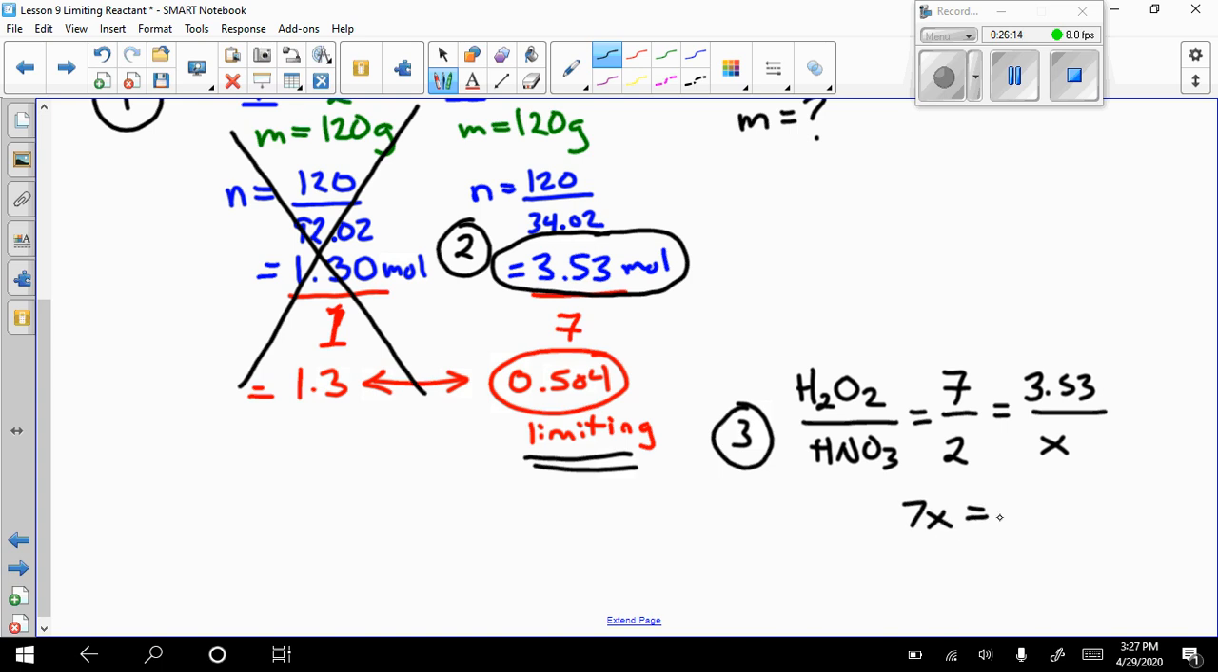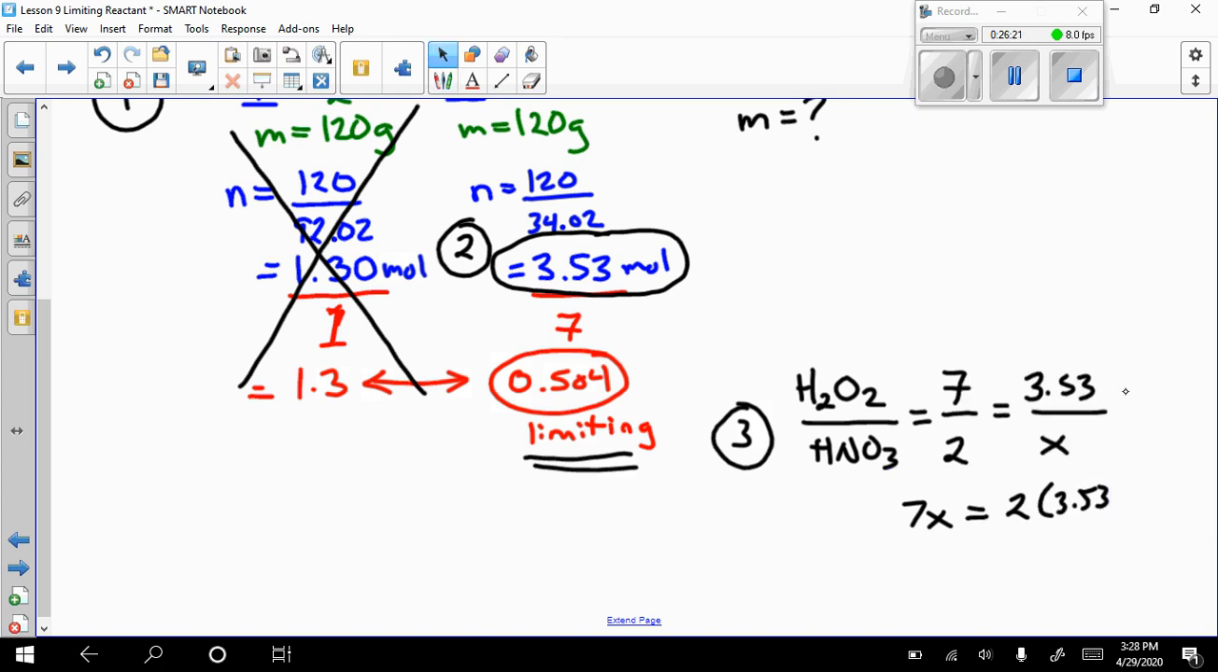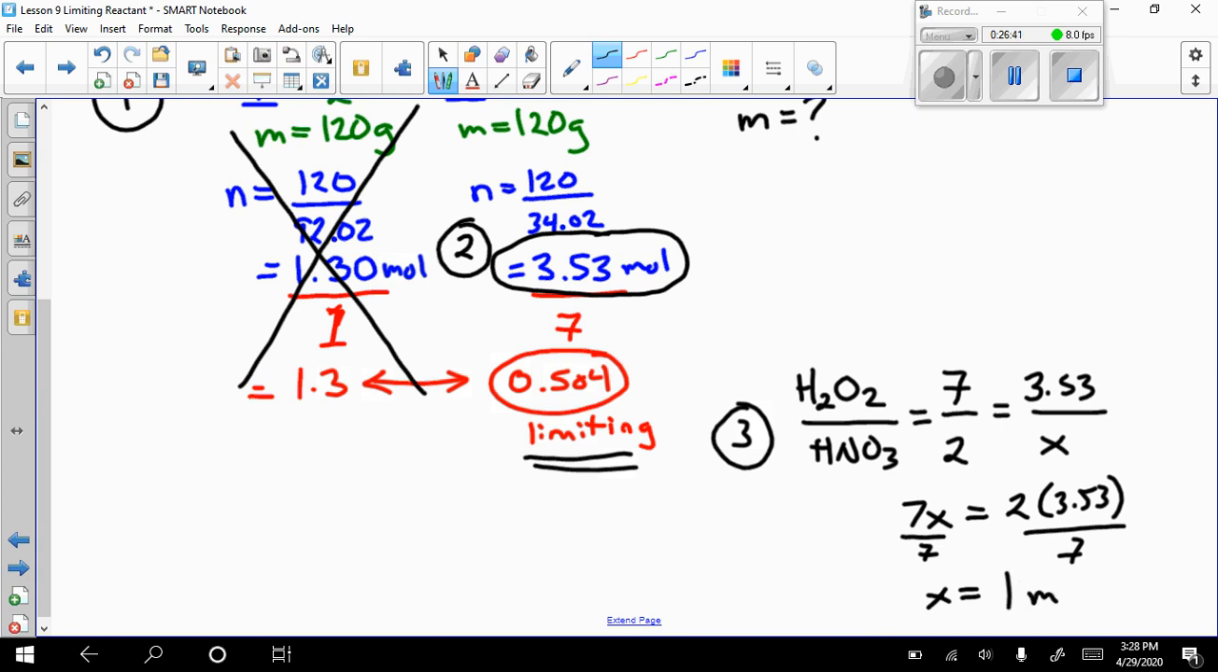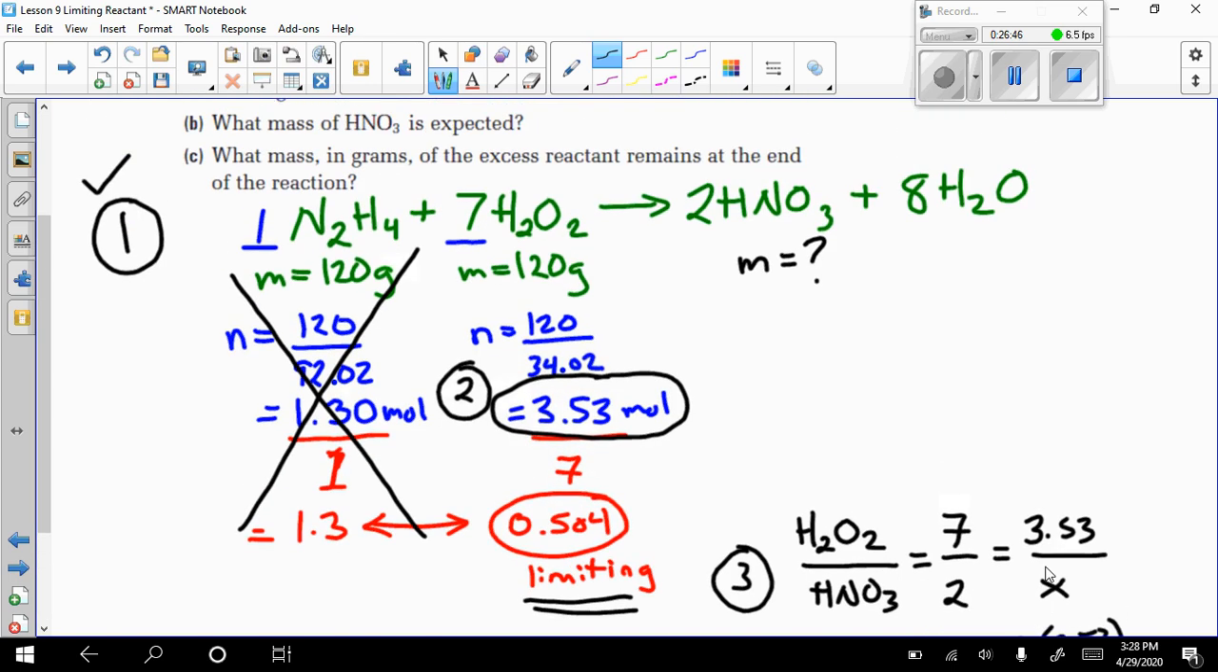So 7X is equal to 2 times 3.53. Okay, and so divide by 7, and so the number of moles of the HNO3 is going to be 2 times 3.53 divided by 7, so it's roughly 1 mole. Okay, that's cool. That's a nice number to work with, because look at this now.